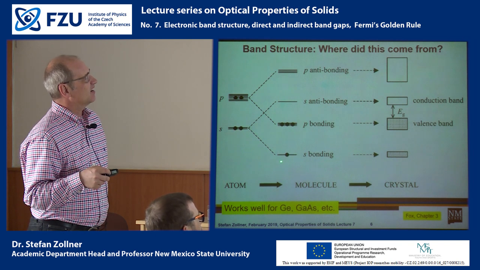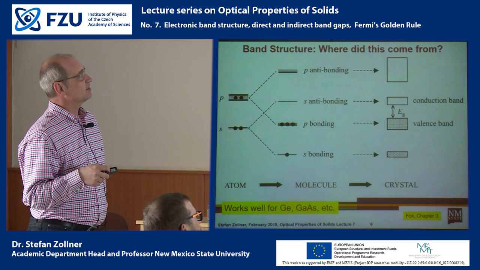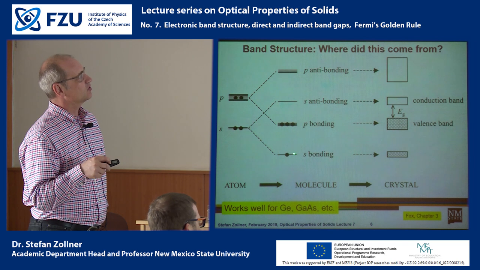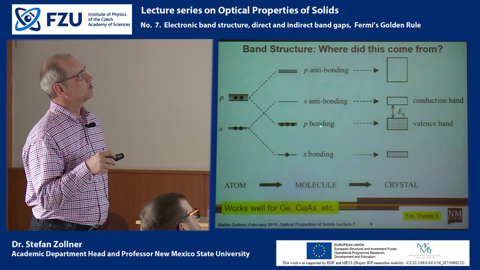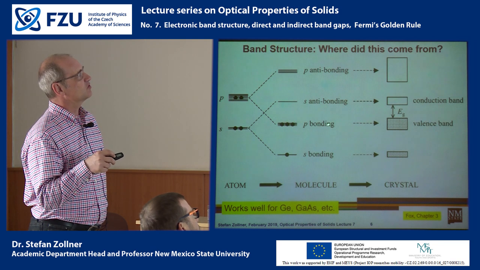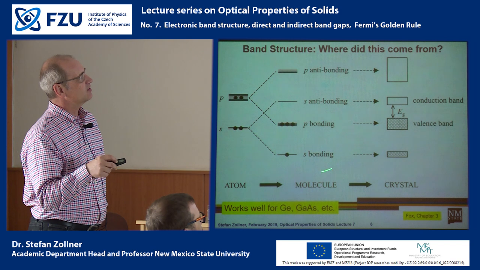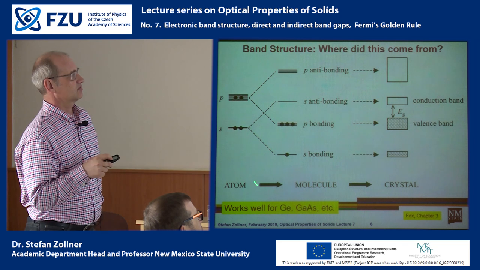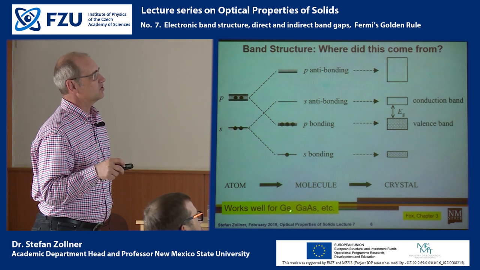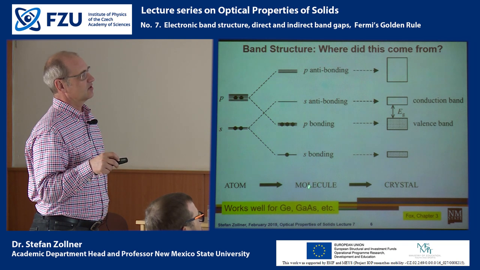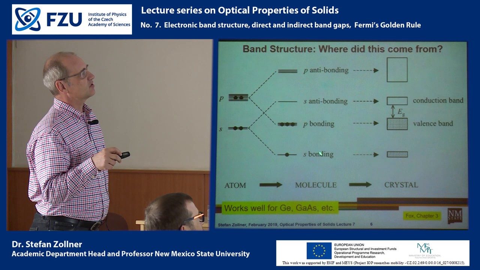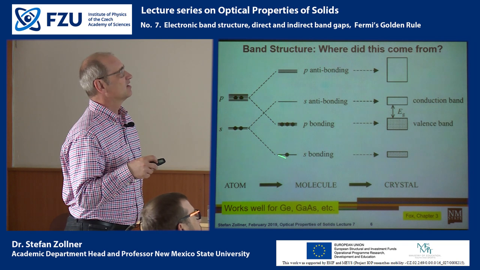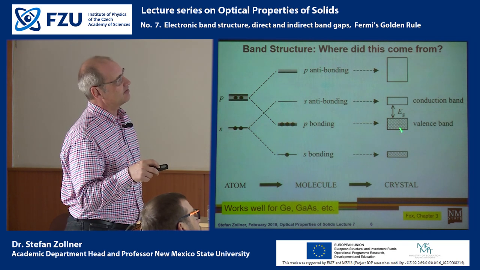Now for two atoms, I have a total of eight electrons. So I'm putting two in the S bonding orbital with spin up and spin down. And I'm putting six in the P bonding orbital, each with spin up and spin down. So these states, the bonding states, are filled, and the antibonding states are unfilled. So that is for a molecule which has two germanium atoms. When I go from the molecule to the crystal, these orbitals, which have discrete energies, will broaden. And instead of having just a single energy, I have a range of energies.